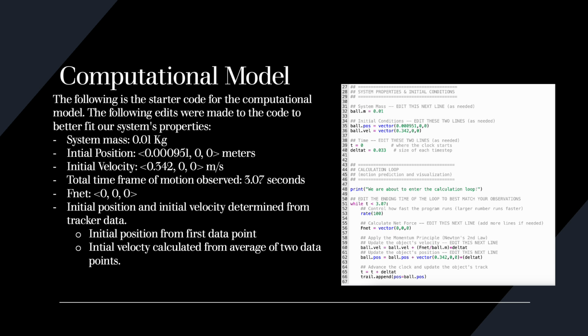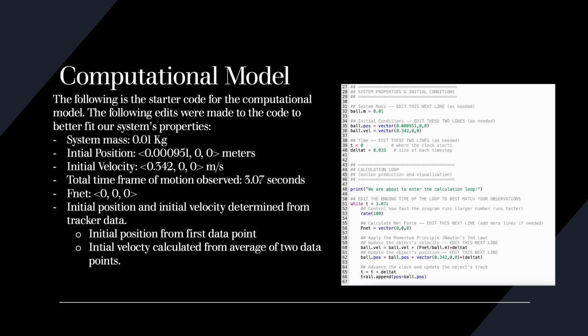To the right is a starter code for the computational model. The following edits were made to the code to better fit our system's properties. The system's mass was 0.01 kg, the initial position started at 0.000951 meters, the initial velocity was 0.342 meters per second, and the total time frame of motion observed was 3.07 seconds.